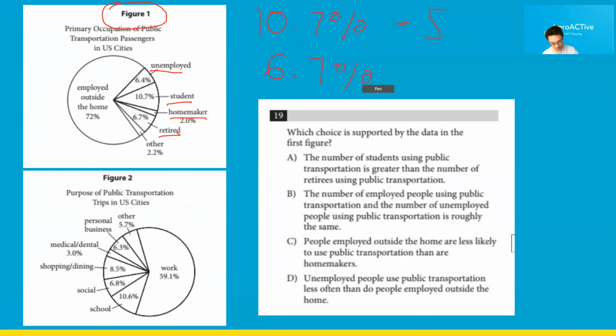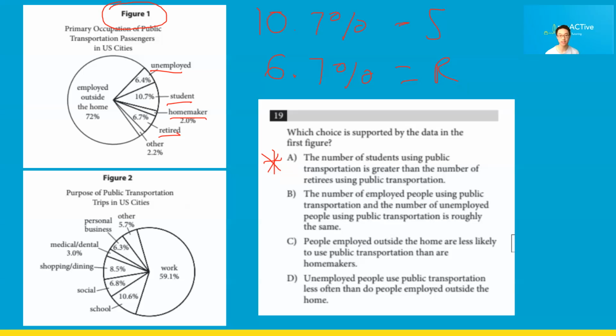So 10.7, the number of the students, is much greater than 6.7, the retirees, right? So answer choice A seems to match with the statement in answer choice A. So this seems to be correct. We'll mark that and then see if there's a better option.